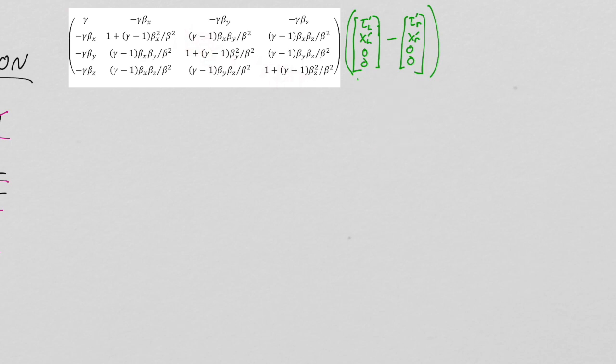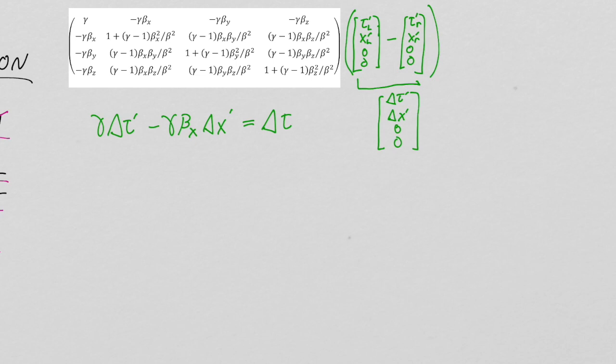And then I write down the expressions, right? Delta T is the result of this matrix operation on this vector. And that gives you this expression right here, gamma delta T prime minus gamma beta x delta x prime equals delta T, where this is the time interval that is experienced by the left and right sides of the bar in the stationary frame, or the lab frame. And then if I execute the same matrix operation on the second element of the vector, I get this expression, which is basically just this line here times these two things right here.